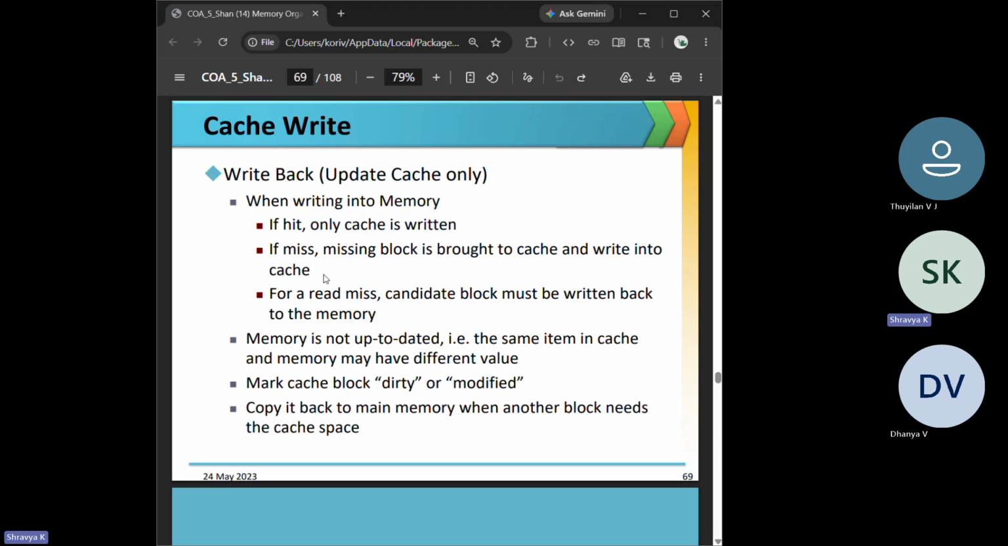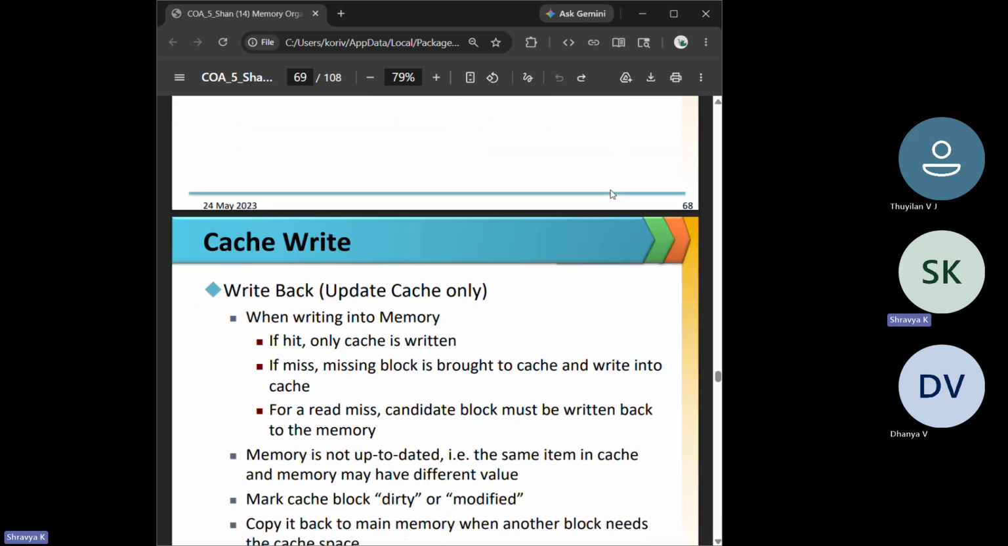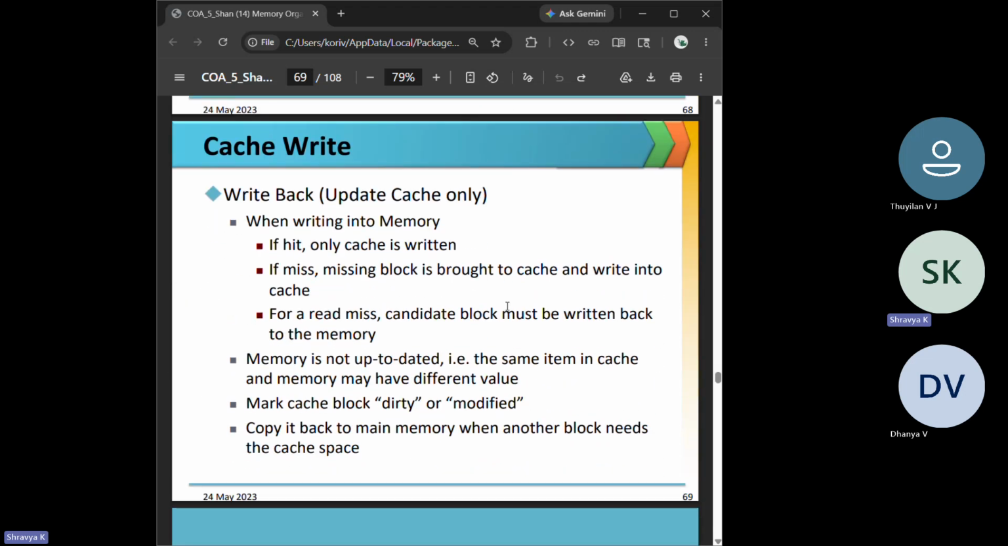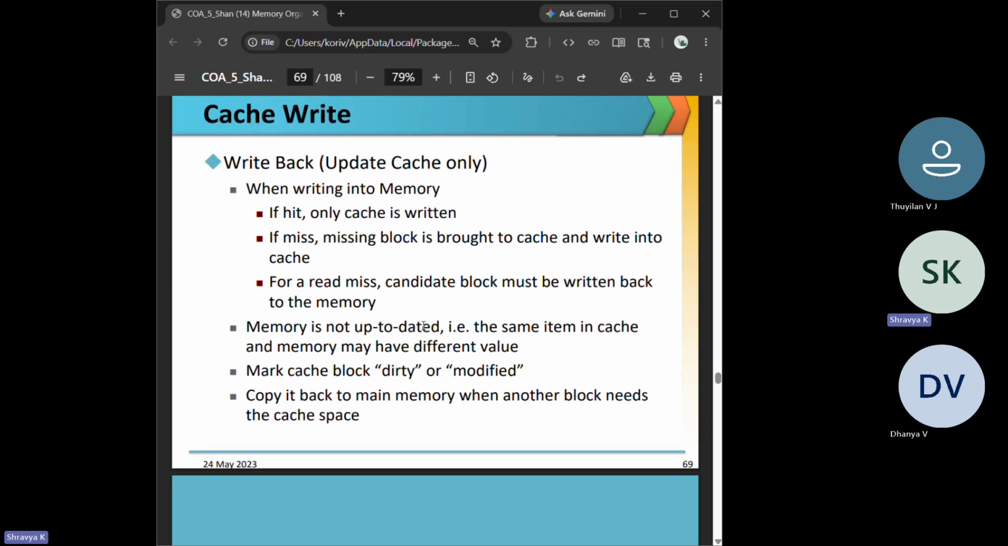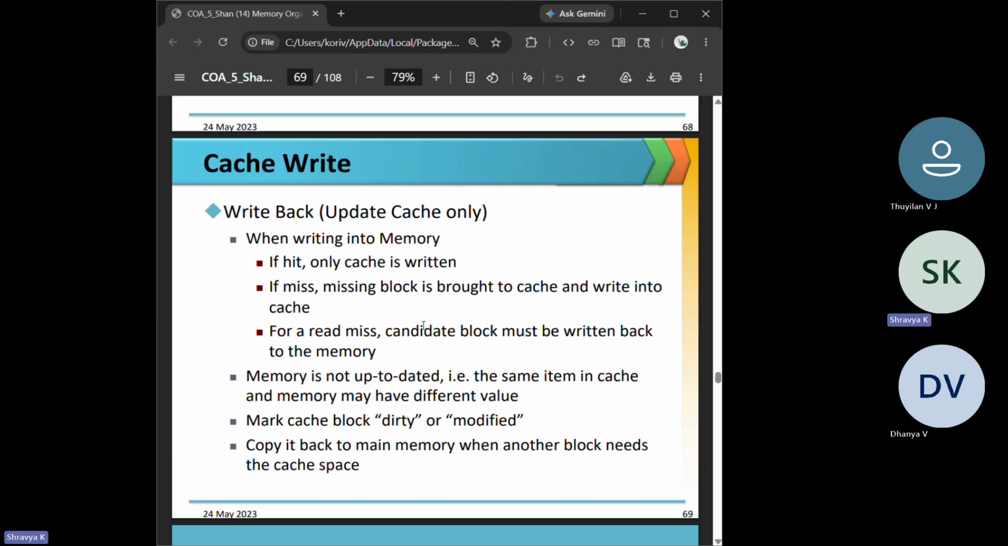But what happens when there's a miss? When there's a miss, the missing block is brought to the cache and then you write it into the cache. So far, it's the same as before. But instead of writing it into the memory, like before, we don't do that. For a read miss, the candidate block must be written into the memory, right? So if there is a read miss, the candidate block must be written into the memory.